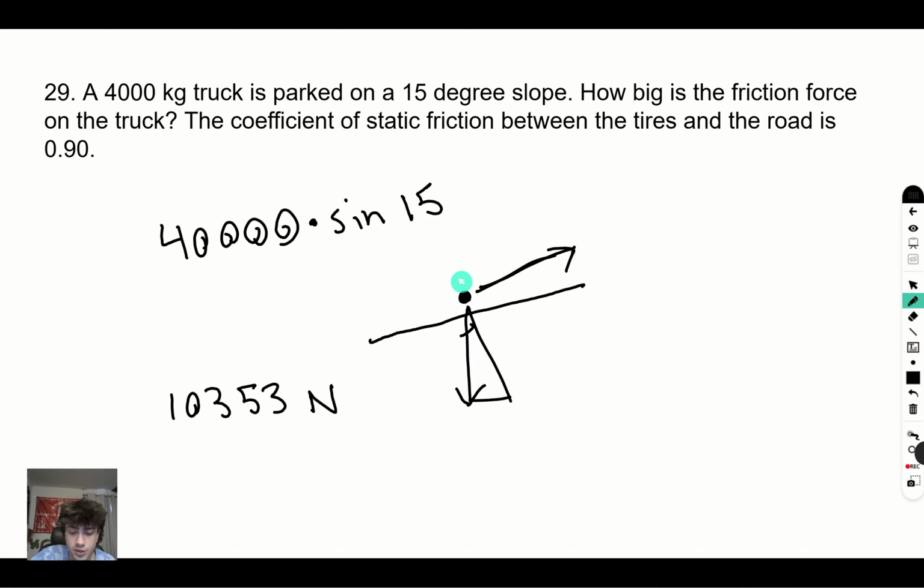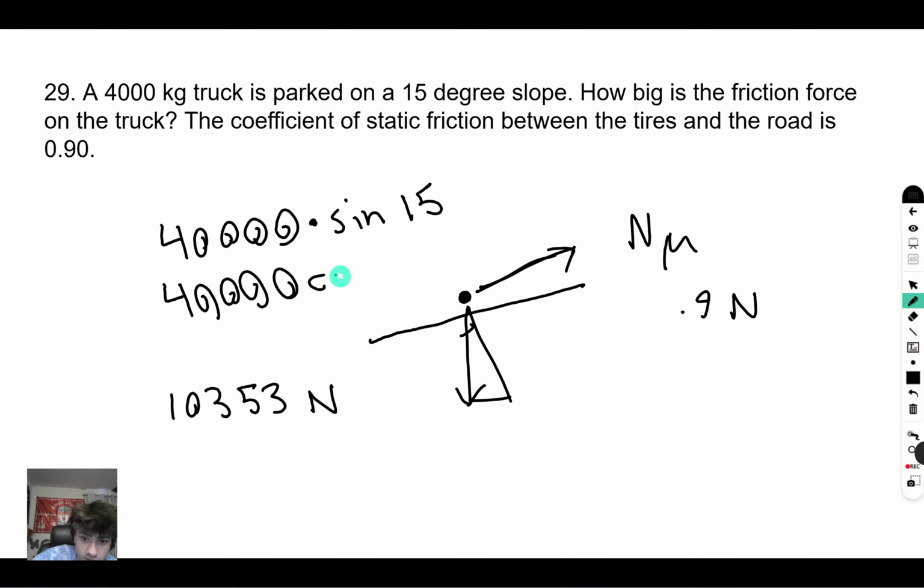So the friction force is going to be the normal force times mu, which is given to us, 0.9. So 0.9 times the normal force. The normal force is going to be equal to the vertical component of the gravitational force, which is going to be 40,000 cosine 15. So let's plug that into our calculator and multiply that by 0.9, which gives you 36,000 times cosine of 15.